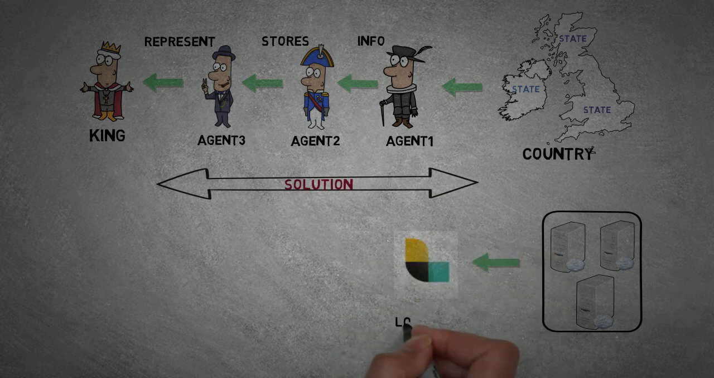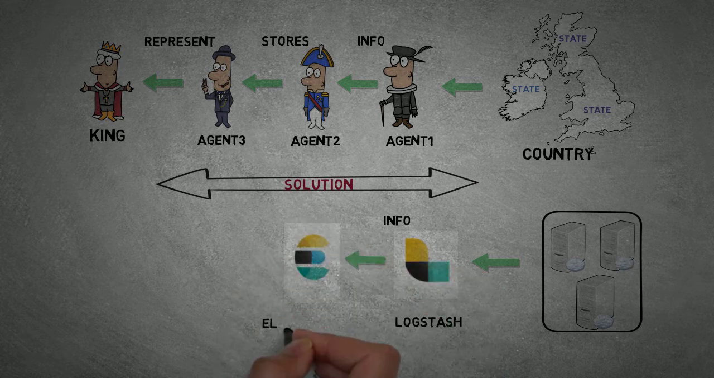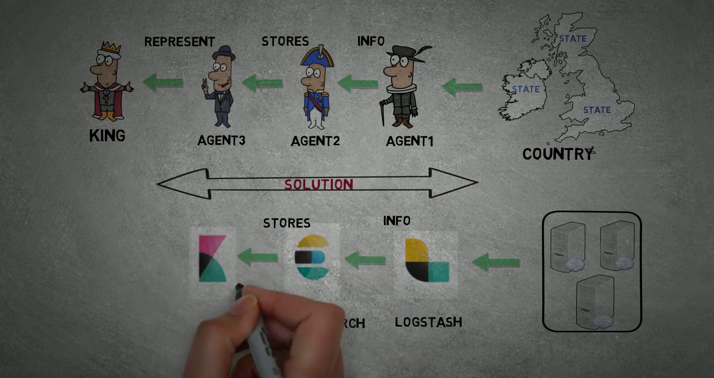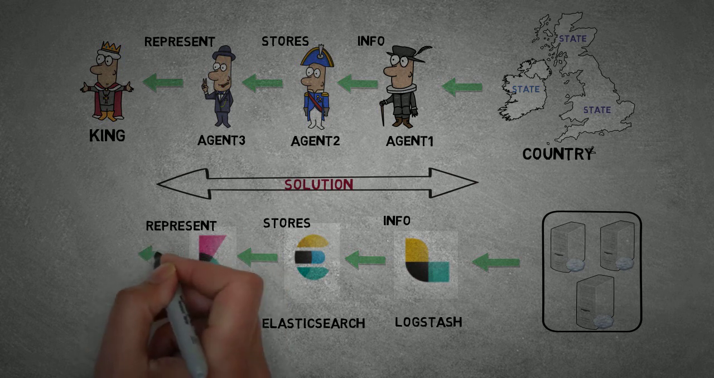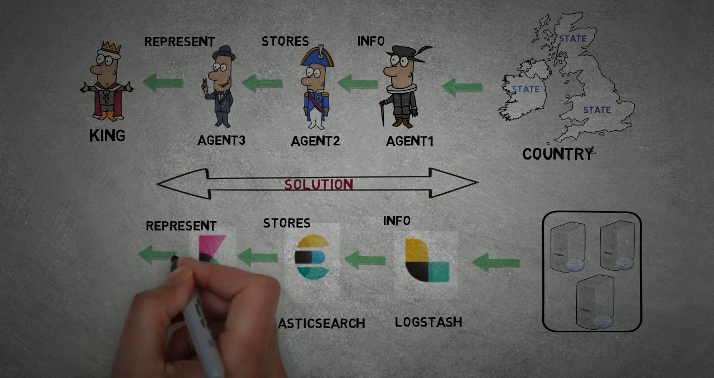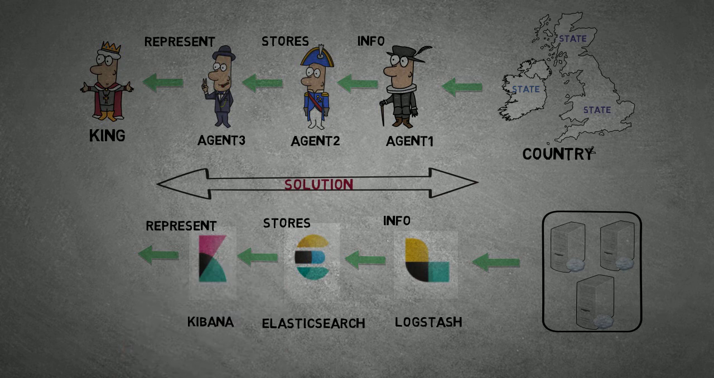So to collect the information from servers, we appointed Logstash. Logstash provides its information to ElasticSearch, and ElasticSearch stores all the information so it can be referred to later. And finally, Kibana is the one who represents data to the developer. So I hope with this you will never forget what is ELK stack.